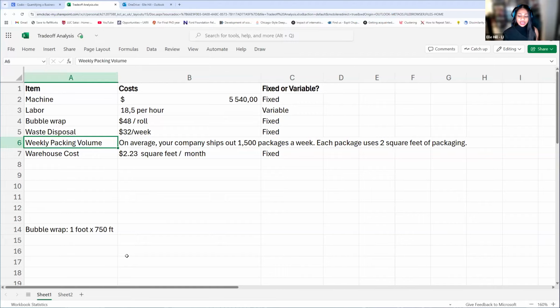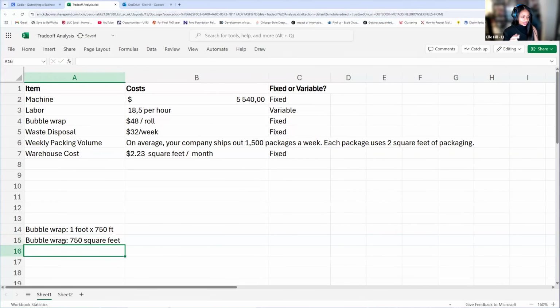So 1 times 750 is going to be 750. So we have 750 square feet. So the bubble wrap comes in 750 square feet. So amazing. Yes, we've got the math wizard zooming ahead.